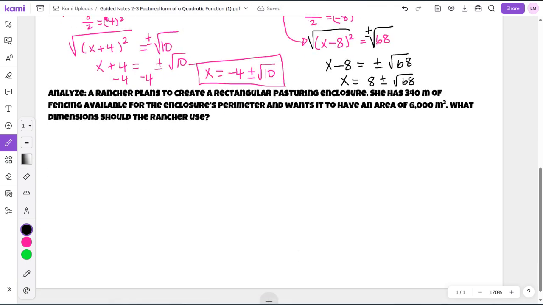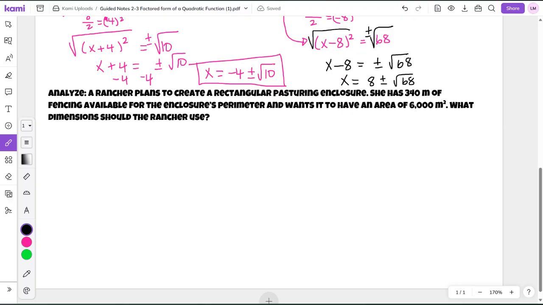All right, so let's try this last one. A rancher plans to create a rectangular pasture enclosure. She has 340 meters of fencing available for the enclosure's perimeter and wants it to have an area of 6,000 meters squared, or square meters. What dimensions should the rancher use?